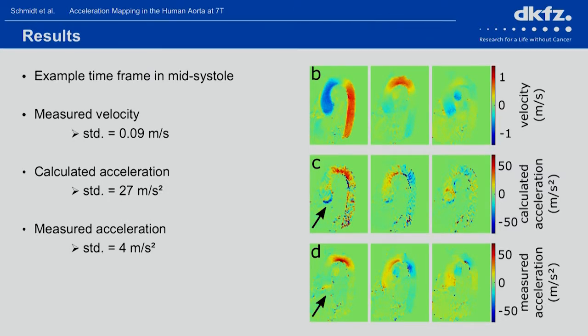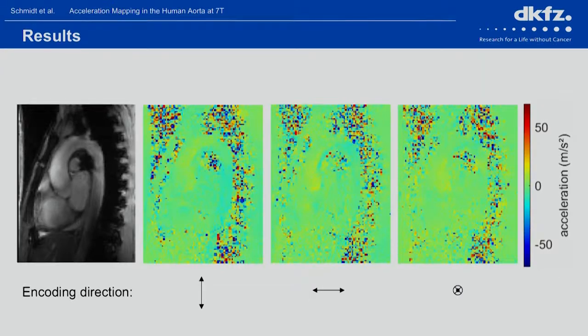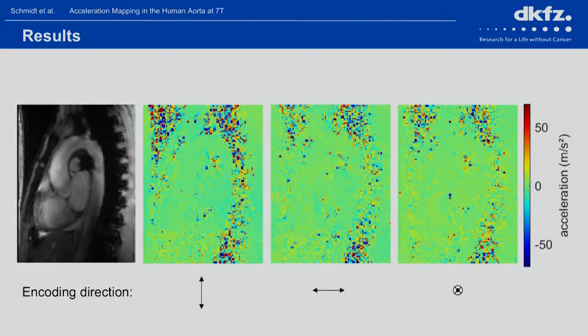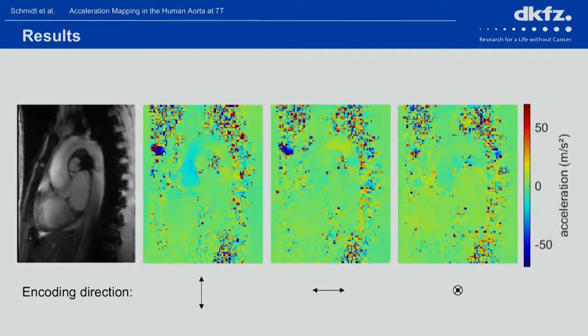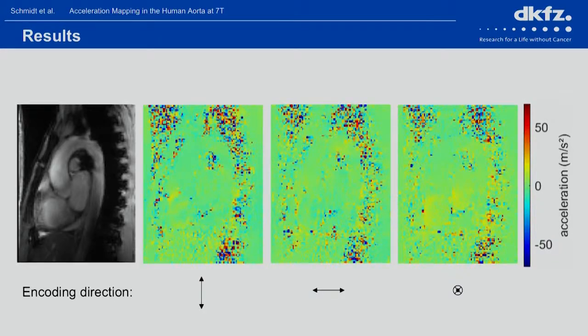Since we were only able to acquire 2D data, we were not able to calculate all these terms of this convective acceleration, and that's why we see some systematic differences between calculated and measured acceleration. We acquired this in a time-resolved fashion with ECG gating. Here you can see all 3 acceleration components over the cardiac cycle.